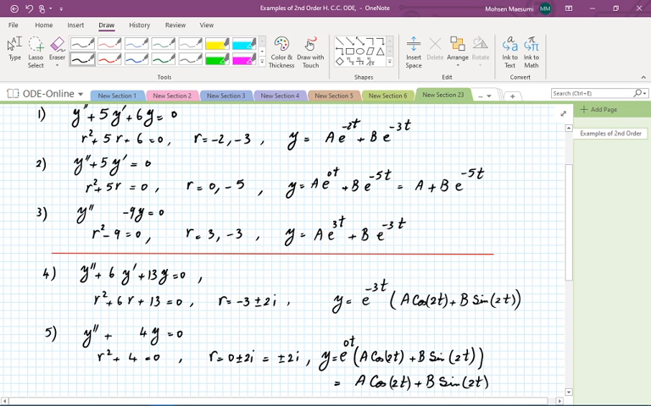Then we went to another category where the solution became complex. For example, we saw this equation last time. This is the characteristic equation. The roots are so-called complex conjugates, a pair of complex conjugate answers. We said the solution, instead of being written in that style, we are going to write with real appearance, which means we are going to use sine and cosine functions. The solution becomes exponential of minus 3t times a cosine of 2t plus b sine of 2t.